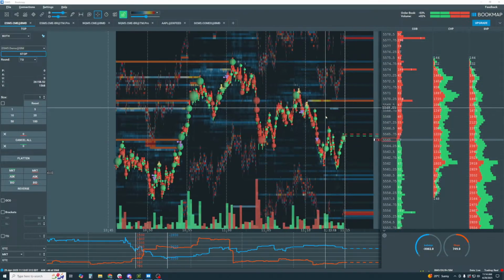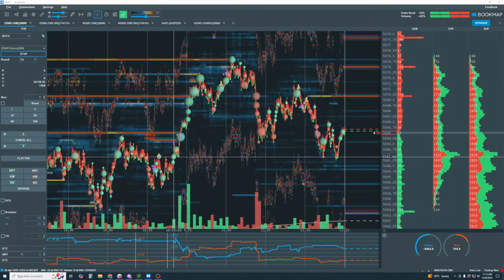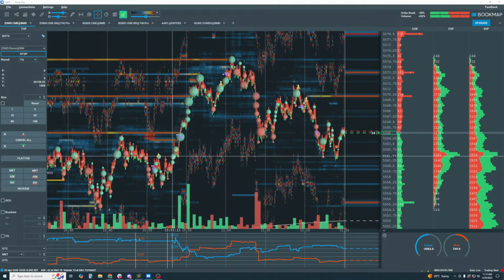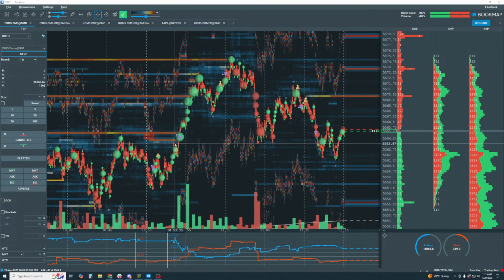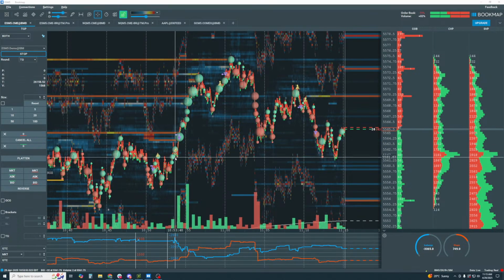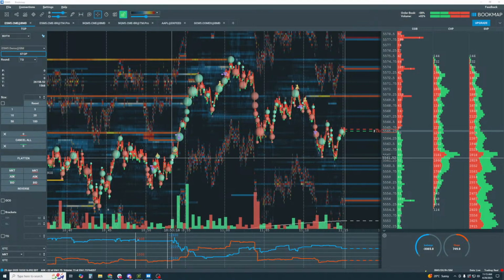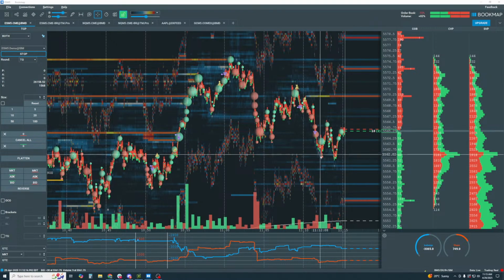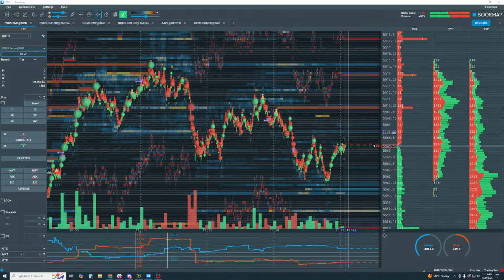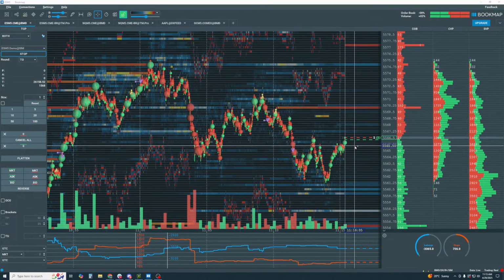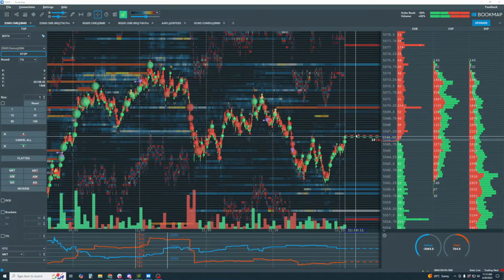The level here is where these buyers came in, and it's a high volume node. You can also see this is where those buyers moved the market. Are they supporting it? Is there still demand down at this level, or lack of selling? It looks like there's some demand. So here come the buyers.